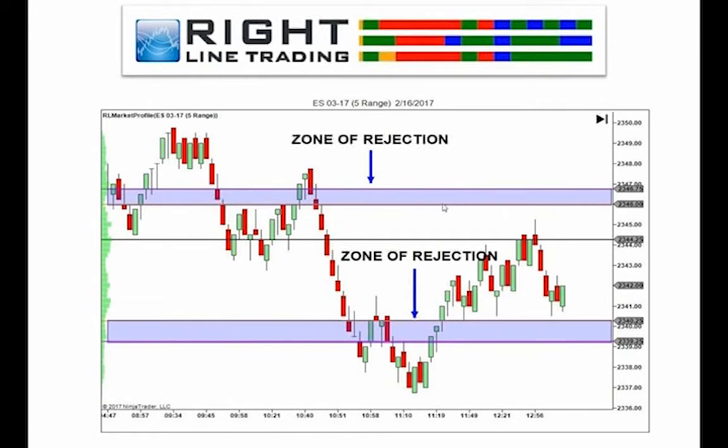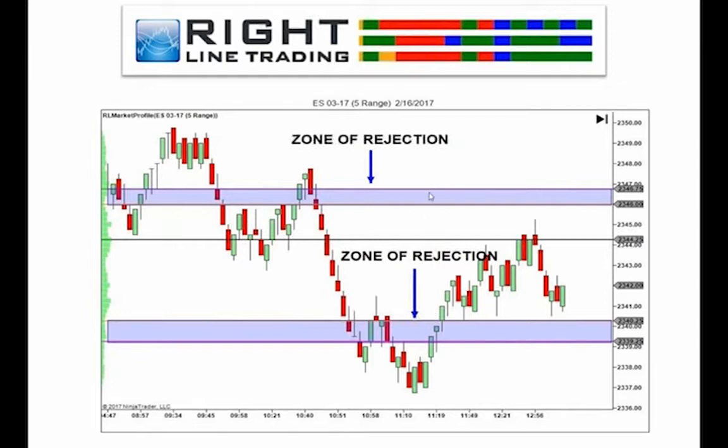So what we've done is we created what we call zones of rejection. When this low volume node is close to the value area high, and this low volume node is close to the value area low, you get a zone here that price simply does not want to move through. And when price approaches it from the upside, you get a zone of resistance that's extremely strong. And when price approaches here to the downside, you get a zone of support that's also extremely strong. You don't want to trade into these zones, or you're going to wind up with a loser.